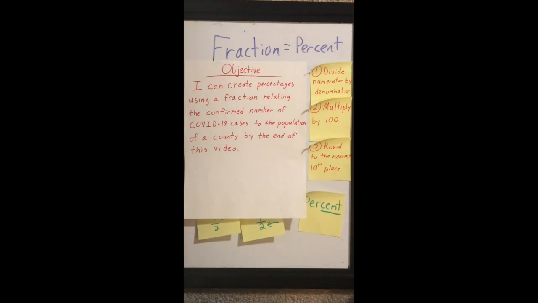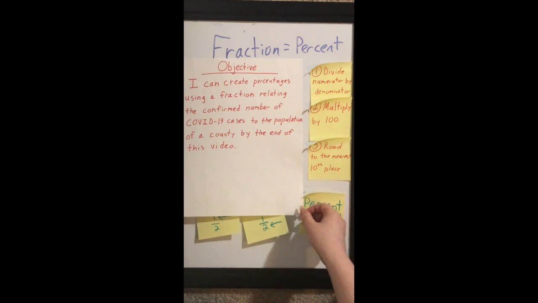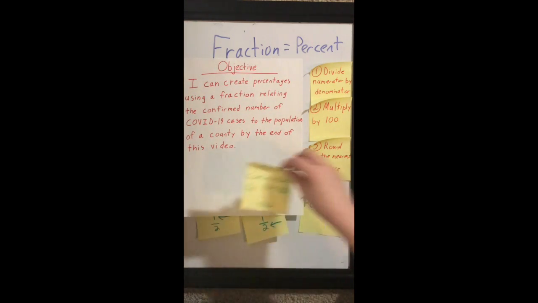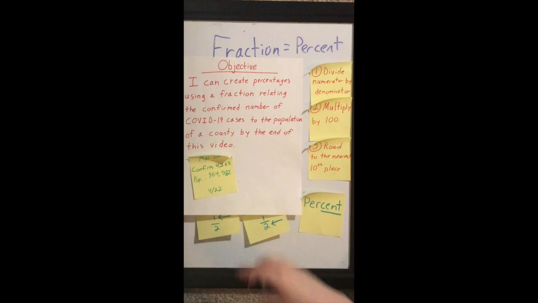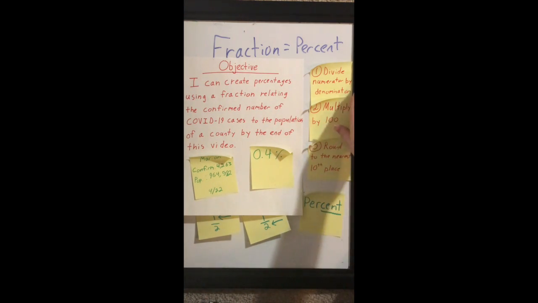So, looking over today's assignment, were we able to understand percentages with fractions? I would say so. We seem to have a pretty thorough process here. And then finally, were we able to relate this to the confirmed number of COVID-19 cases in the population? Well, as you can see here, here's our confirmed in the population, and we were able to find a percentage pretty easily using our process.